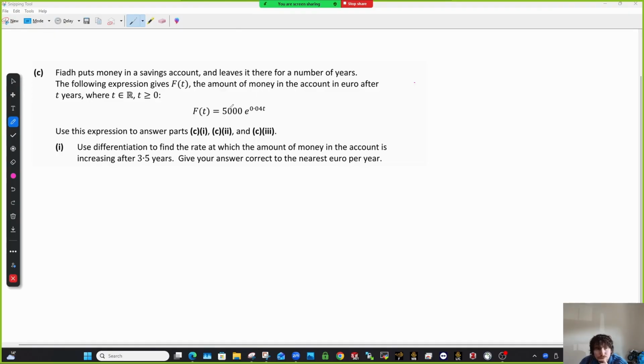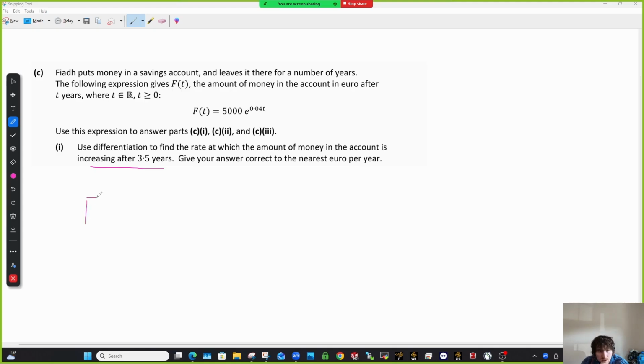Okay, so if you watch the financial math tutorial videos, you can see how our future values can be written this way in terms of an exponential. This is exponential growth because the power there is positive, so it goes up like that. Okay. Use differentiation to find the rate at which the amount of money in the account is increasing after 3.5 years. So let's do this.